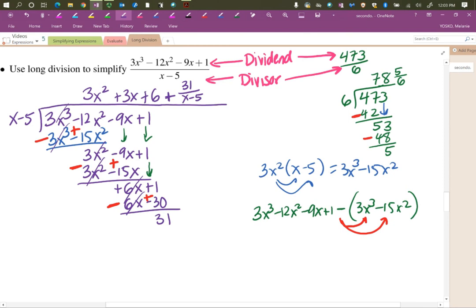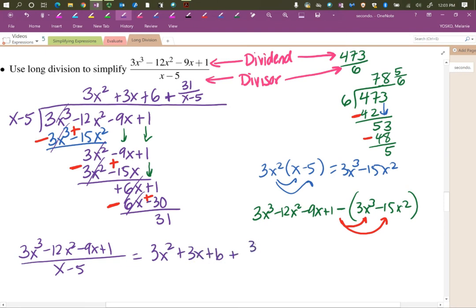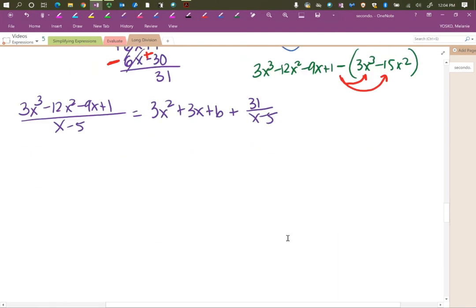Okay, so I'm going to write this in several different ways so you can really see what we're doing. So if I start with the original problem, write it in the same form with this fraction. Now we see that's equal to 3x squared plus 3x plus 6 plus 31 over x minus 5. It's a true statement, right? Okay, I'm going to scroll down just a bit. But what if we want this as an equation with no fractions in it?